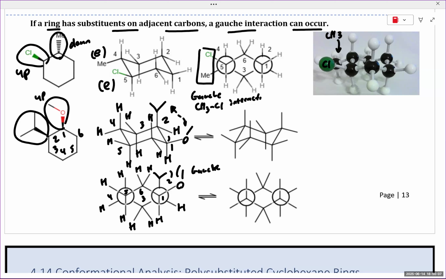Post ring flip, carbon 1 gets brought up, carbon 4 gets brought down. So in this case, the ether, which was equatorial, is now in the axial position. The isopropyl group is now placed in the equatorial position as it was originally axial. One thing that I do want to draw your attention to, this bond isn't drawn correctly. If we wanted to draw this accurately, we would draw it with this angle.